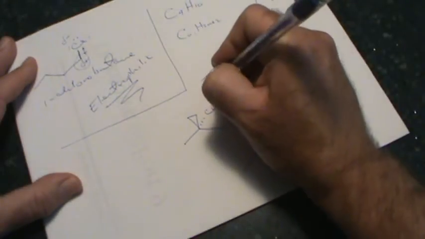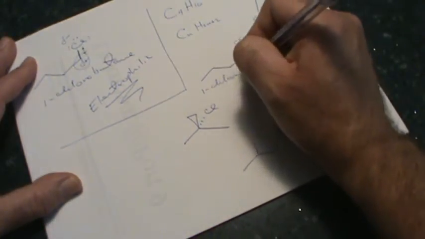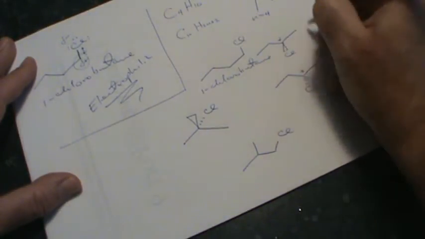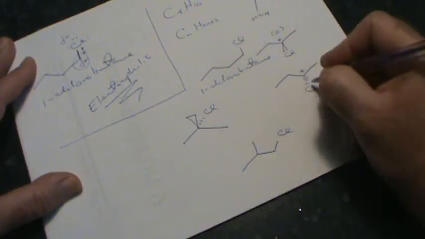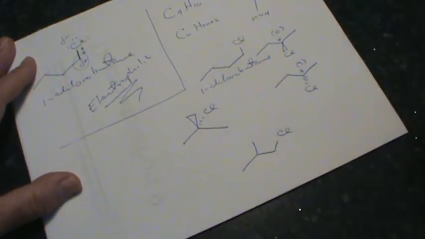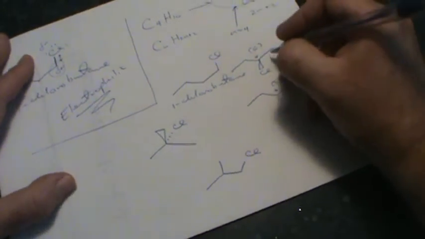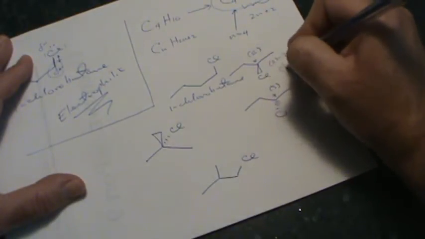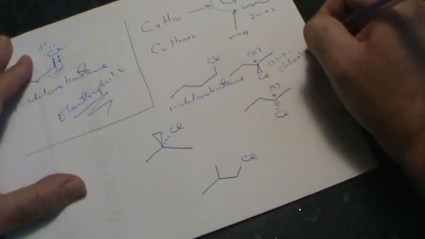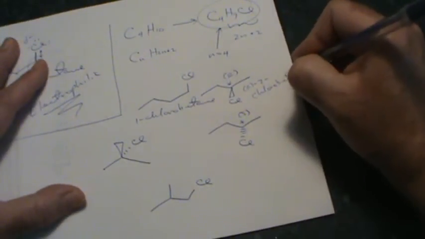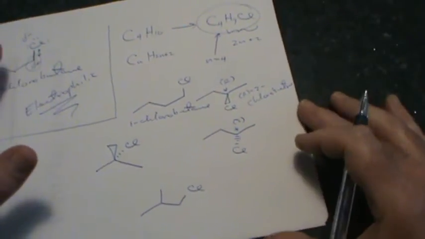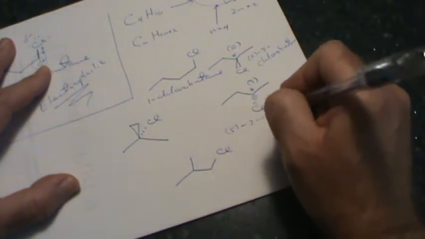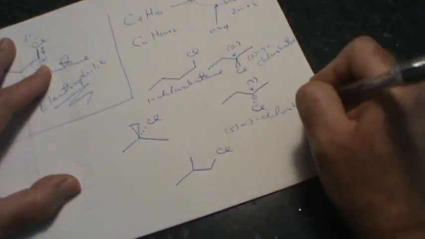And so the only 2 chiral compounds are those 2 right here. We would call this one 1-chlorobutane. This one right here is the R absolute configuration. This one right here is the S absolute configuration. So we would refer to this one as R-2-chlorobutane. I can barely squeeze it in there. And this one would be the corresponding S-2-chlorobutane.